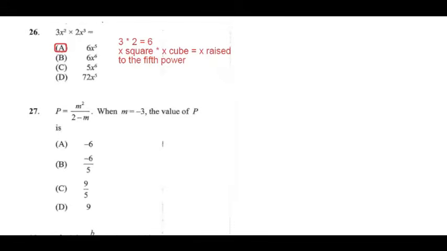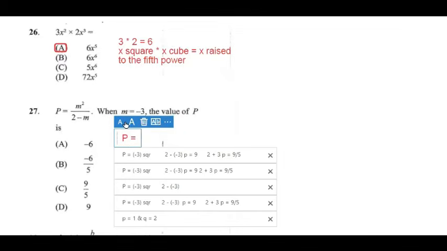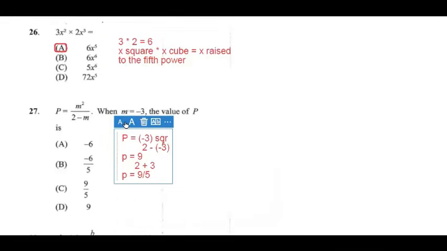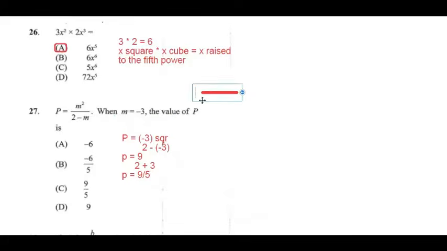27, P is equal to m squared divided by 2 minus m, where m is equal to -3. What is the value of P? So wherever guys we see m, we will replace it with -3. So therefore P is equal to -3 squared divided by 2 minus, in brackets, -3.